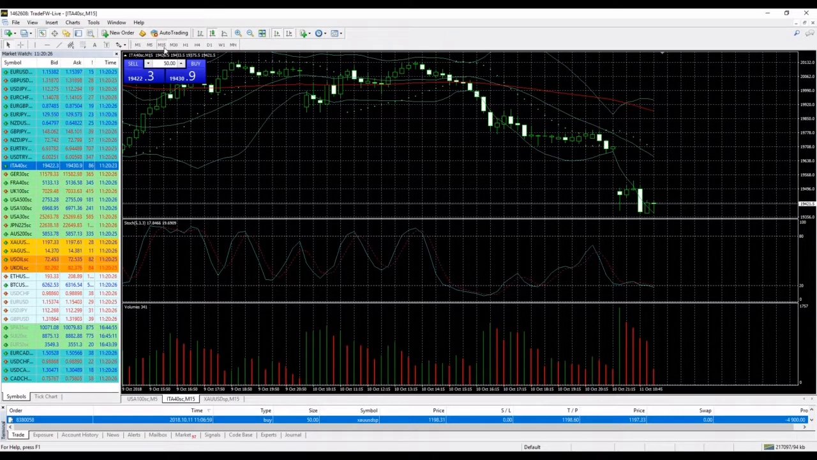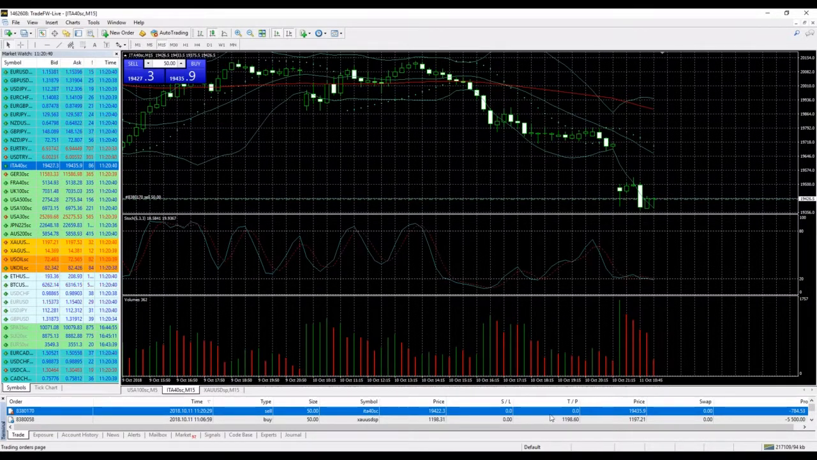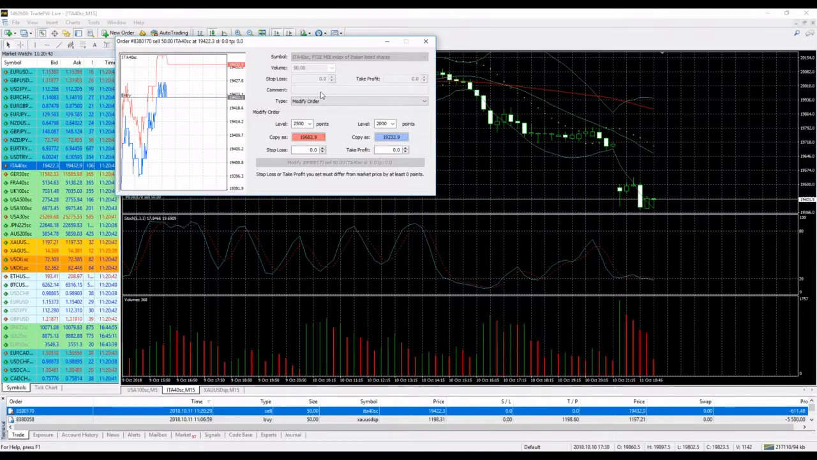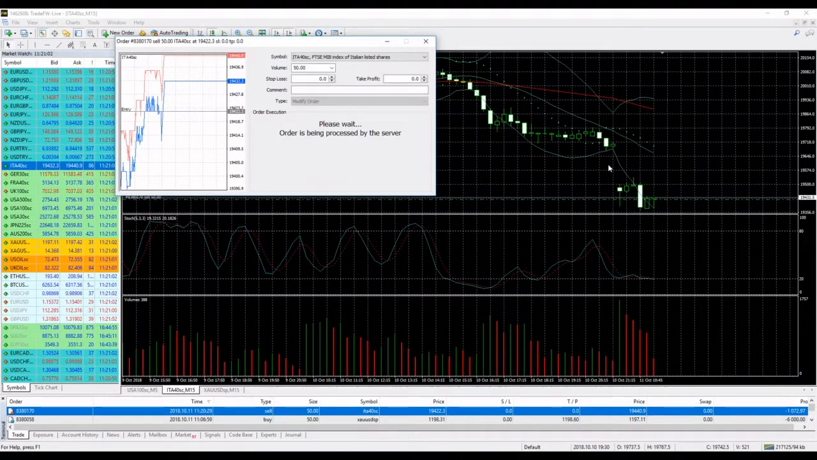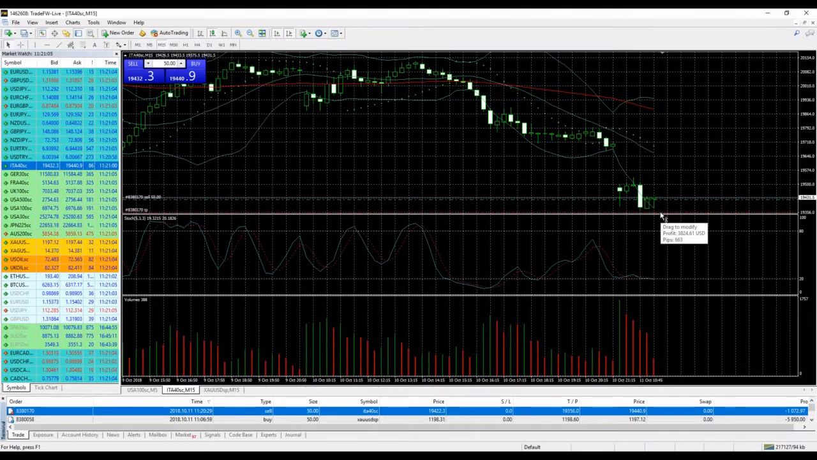Guys, on Italy 40, I'm shorting. I'm just shorting Italy 40 right now. I went short on Italy 40. And my take profit on Italy 40 is, here we go, 19,356. This is my take profit.